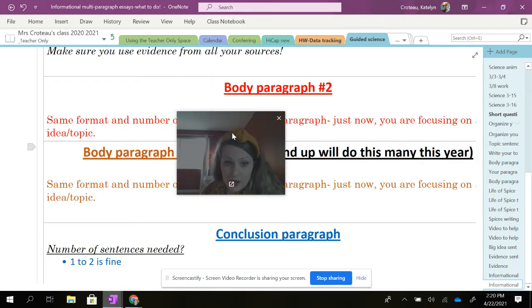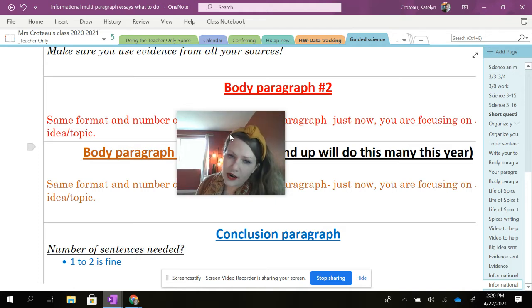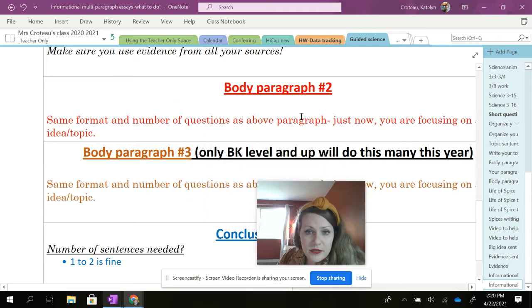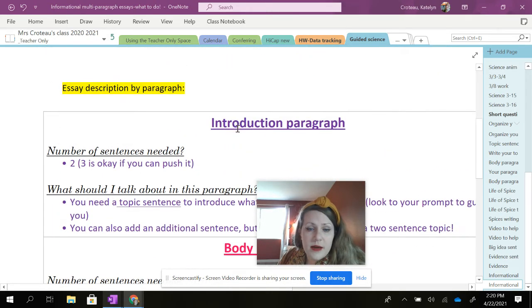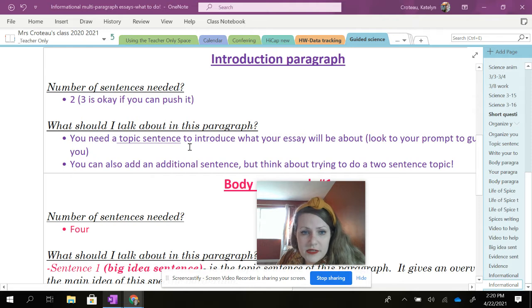When you're writing an informational essay, it's going to be multiple paragraphs, okay? And the goal is that each paragraph has its own basically topic sentence. We call it the big idea sentence. It's basically the same thing. The reason we give it a different name is that typically when you're thinking of a topic sentence, I'll scroll up here, you're thinking more about the introduction paragraph, the very first paragraph. And notice it says you need a topic sentence to introduce what your essay will be about.